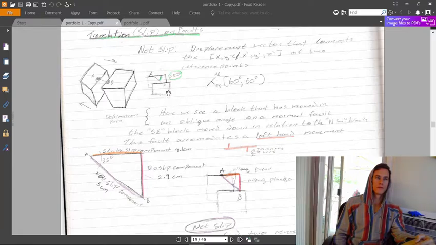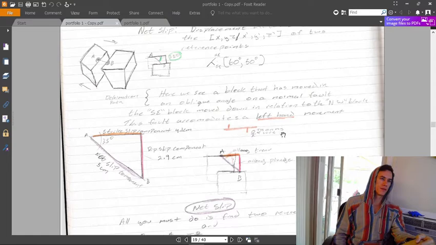Here we see a block that has moved in an oblique angle on a normal fault. The southeast block moved down in relation to the northwest block. The fault accommodates a left-handed movement. Okay, am I talking about left and right-hand movements? I don't know if I am.